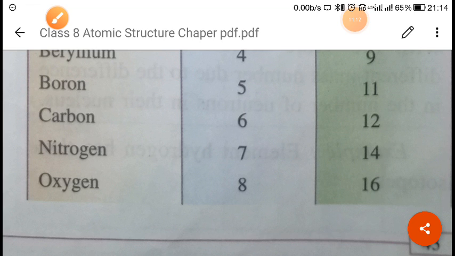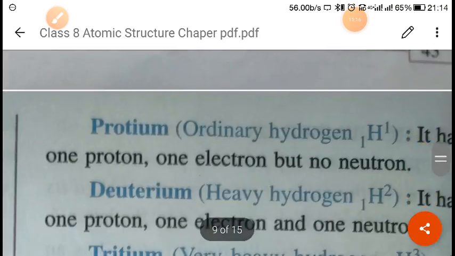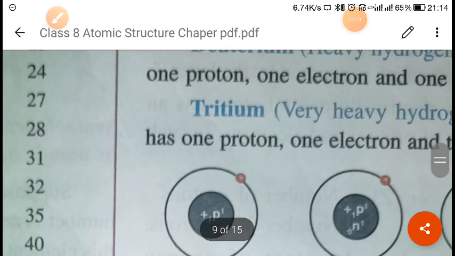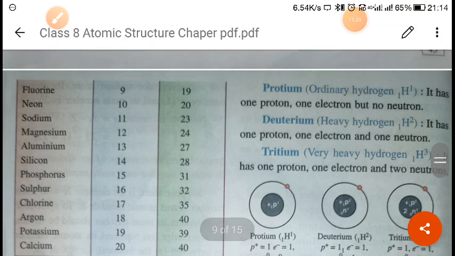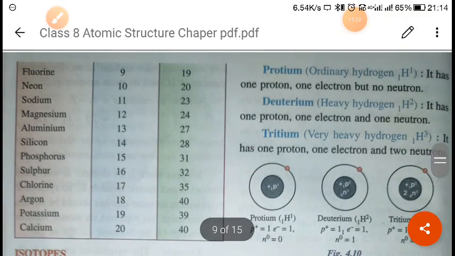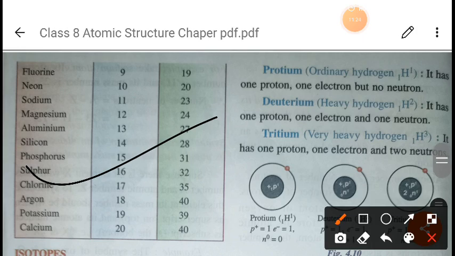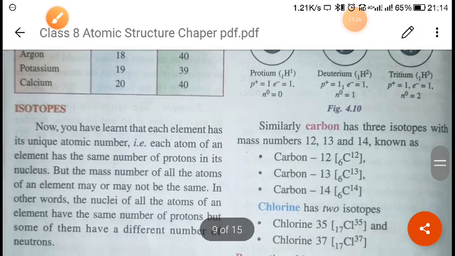Now next we will see isotopes. More elements are given here, as you can see. So now after that we will talk about the isotopes.